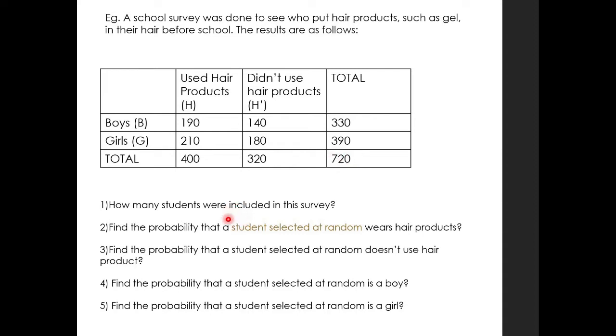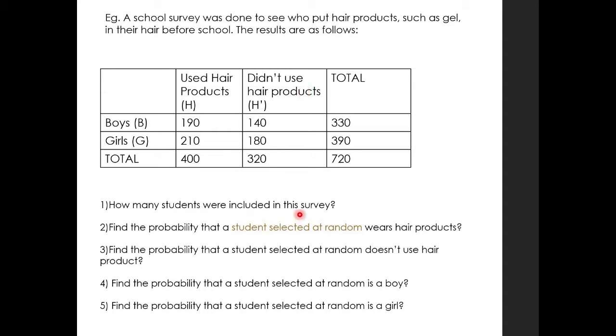Now familiarize yourself with the subgroups. So we've got boys and girls, subgroups. Subgroups mean they're a small section of the people surveyed, right? So there's boys and there's girls, and there's people who use hair products and people who didn't use hair products. The total number of boys is 330, and the total number of girls is 390. The total number of people who use hair products is 400, and the total number of people who didn't use hair products is 320. So I have familiarized myself with firstly who is everyone, the students, and who are my subgroups, right? Now that I have that, I'm ready to do my question.